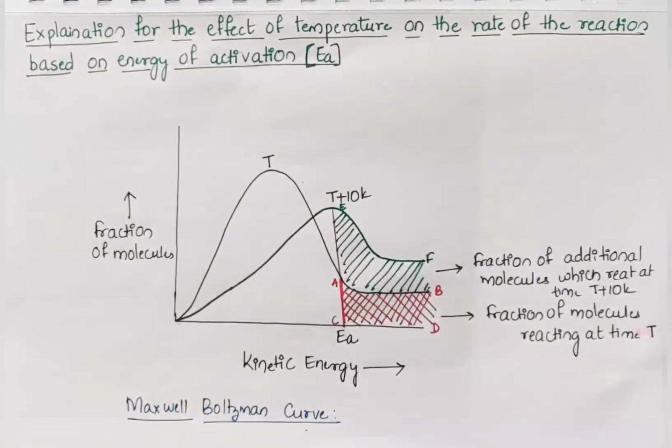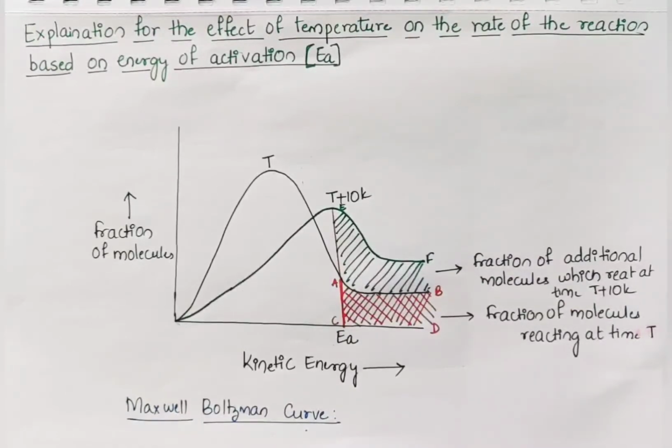Explanation for the effect of temperature on the rate of the reaction based on energy of activation. According to Maxwell and Boltzmann, although the kinetic energy of the molecules at constant temperature is constant, the energy is not distributed equally among the molecules. Suppose you have a container filled with reacting molecules; then all the molecules will not possess the same energy. At a given temperature, there are both energy rich as well as energy poor molecules.